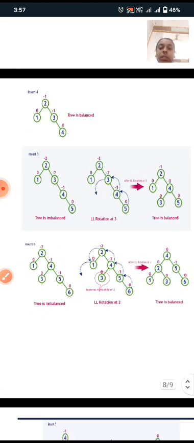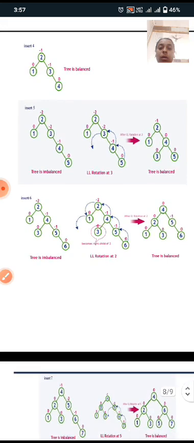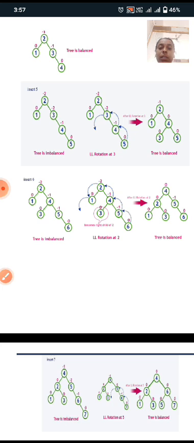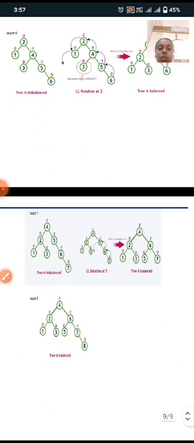For example, finally inserting the value 6, the tree is imbalanced. We apply left rotation to 4, 5, 6. So 2, 4, 5 apply the left rotation. 2 moves to the left side, 4 acts as the root, and 5 is to the right of the root value.